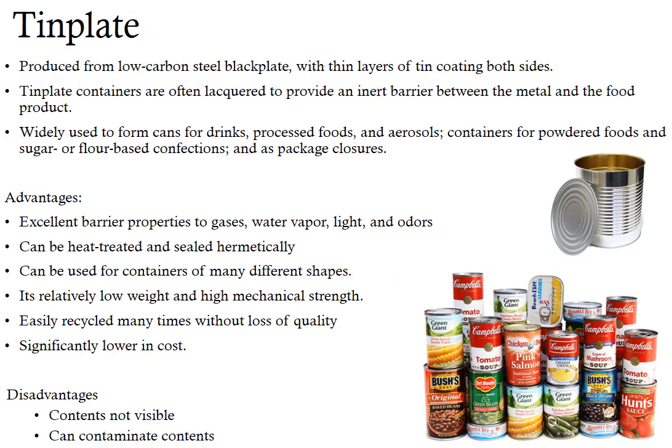The next metal packaging material commonly used is tin plate. Tin plate is produced from low carbon steel black plate with thin layers of tin coating both sides. The coating is achieved by dipping sheets of steel in molten tin or by the electrode deposition of tin on the steel sheet. Although tin provides steel with some corrosion resistance, tin plate containers are often lacquered to provide an inert barrier between the metal and the food product.